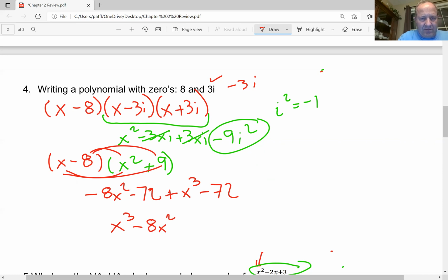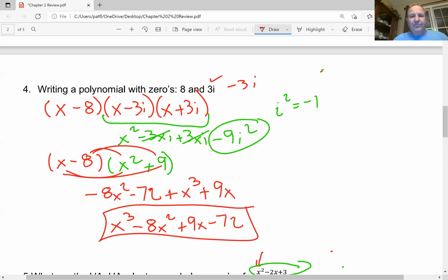Hold on a second. This should have been 9x. Okay. If you need to look at this more, press pause. Otherwise, we're going on to the next problem.